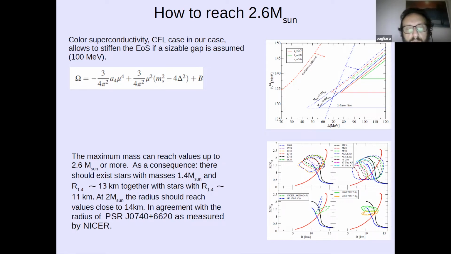And what happens at 2 solar masses? At 2 solar masses, our interpretation is that definitely such an object is a quark star, and the radius must be close to 14 kilometers, which is in agreement with the recent NICER results.